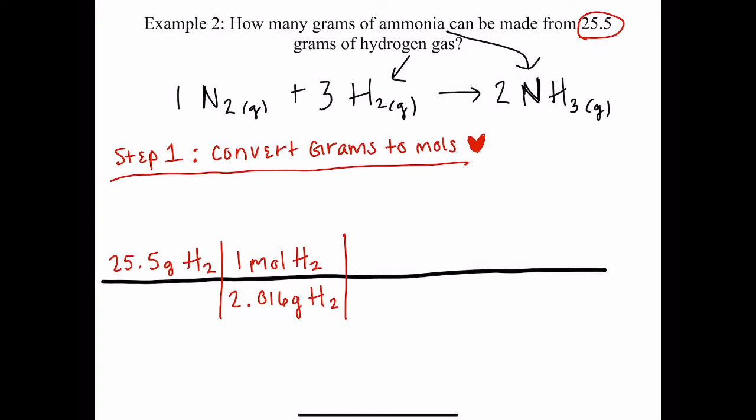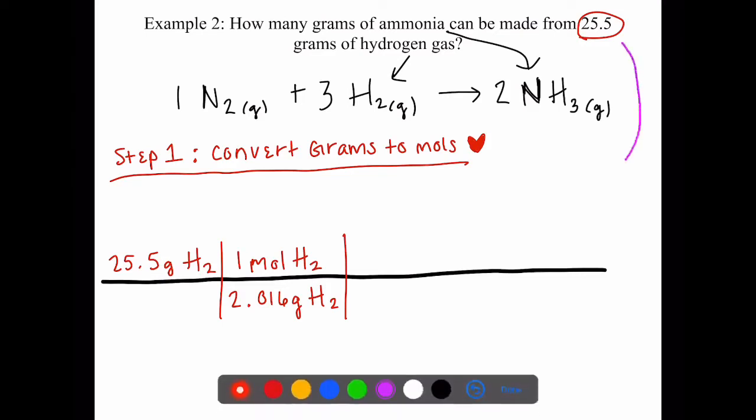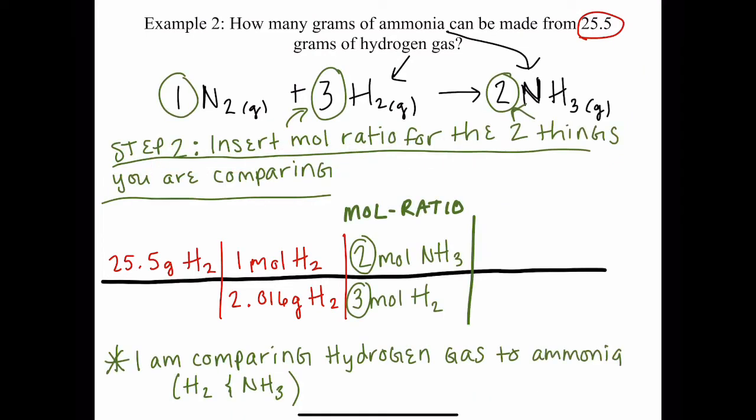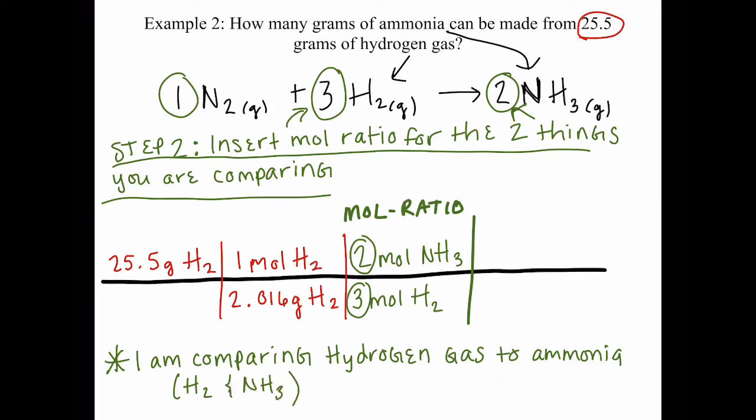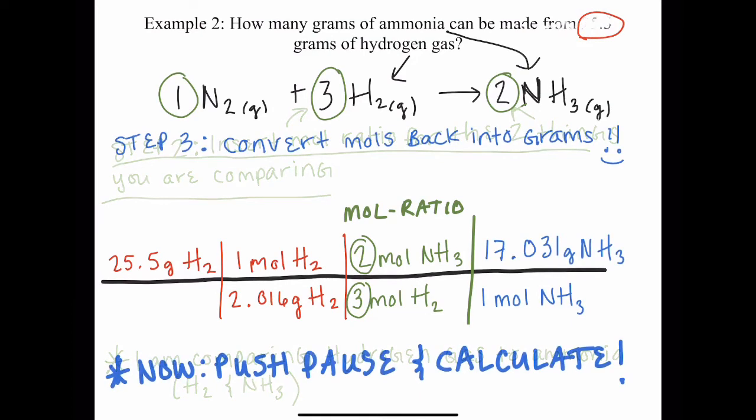Okay, next example. How many grams of ammonia can we make from 25.5 grams of hydrogen gas? So once again, we're going to write the number on the very first part of the line, 25.5 grams of hydrogen gas. And in this problem, we're comparing hydrogen gas and ammonia. So that's where we do step number two, where we put in the mole ratio. Now, from my reaction, it's going to take 3 moles of hydrogen gas to make 2 moles of ammonia. And I'm setting this up so that my hydrogen gas boxes will cancel out. I made them diagonals. So it's very important to read the problems. You have to know what two things you're comparing.